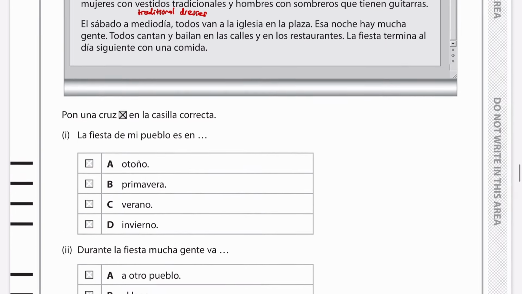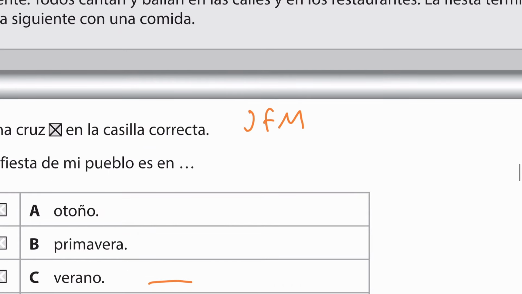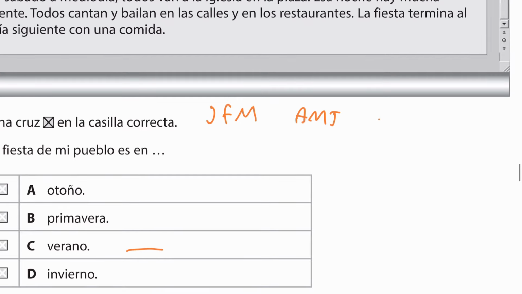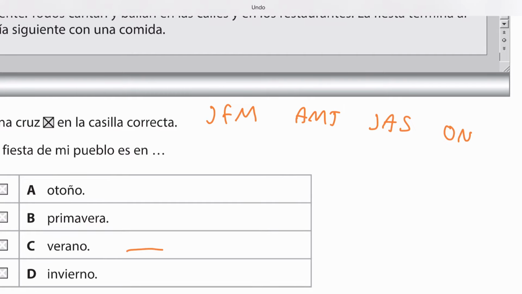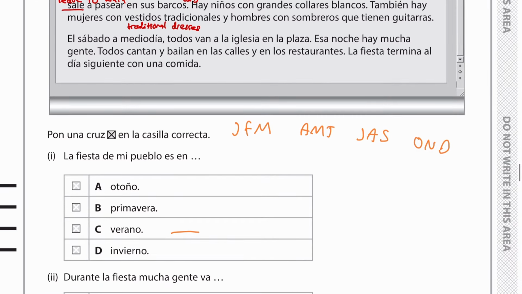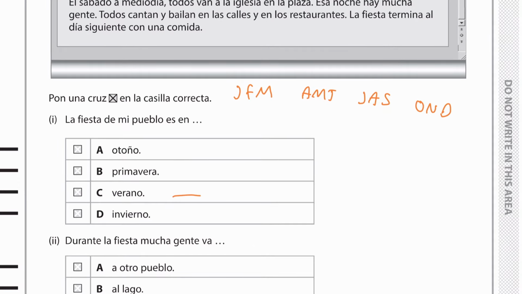August, August is in summer, isn't it? June, let's think about this. So we have January, February, March, April, May, June, July, August, September, October, November, December. I'm not sure how the seasons work with the months, but I'm gonna guess it's in summer. Is that a silly guess? Maybe. But I'm gonna put down summer anyway.